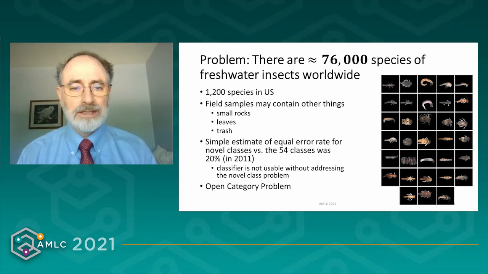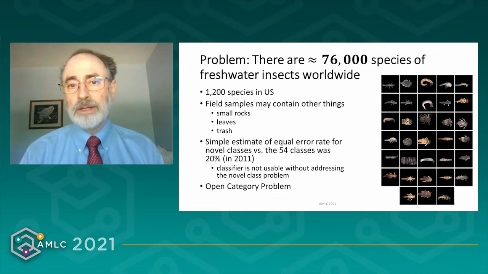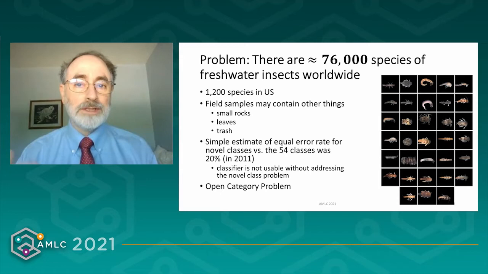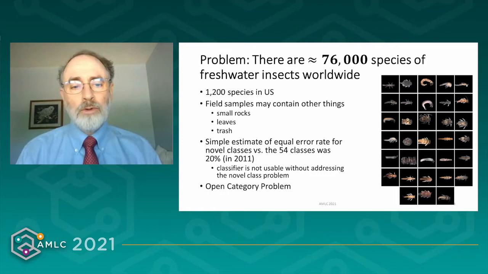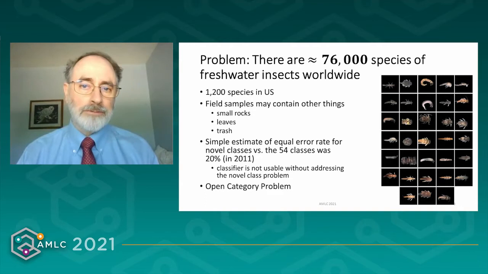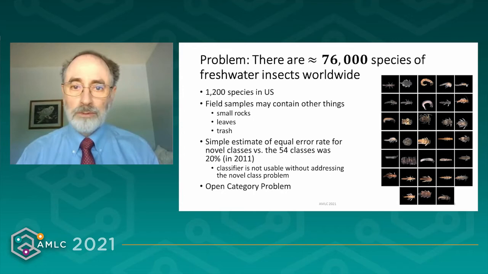So we did a simple estimate of equal error rate just based on insects, leaving out some of the insects, and found that our equal error rate was something like 20%. So we were failing to identify 20% of species that did belong to our 54, and we were also falsely classifying other stuff, we call them the aliens, 20% of them as belonging to our 54 classes. This is known, of course, as the open category problem or the open set problem: when you take a classifier and apply it in the wild, you may encounter classes of objects that you did not see during training.